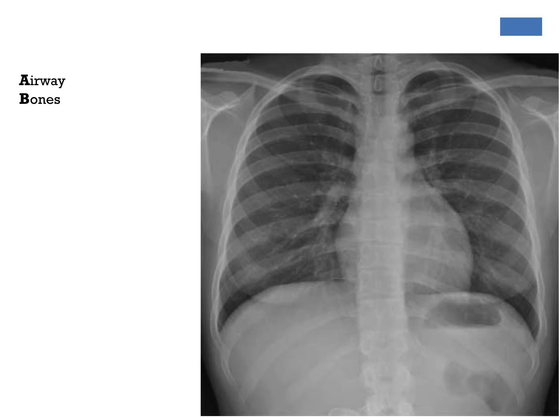B is for bones. Are all the bones intact? Are there any obvious fractures or rotations? And how many ribs can we count? We should be able to see between 8 and 10 ribs on a good inspiratory film.